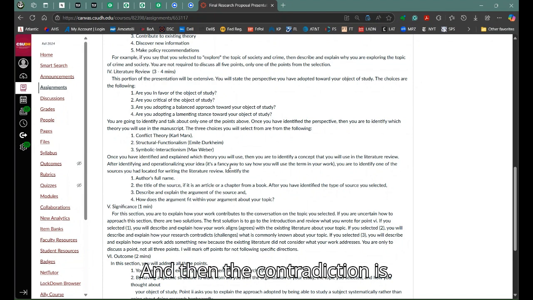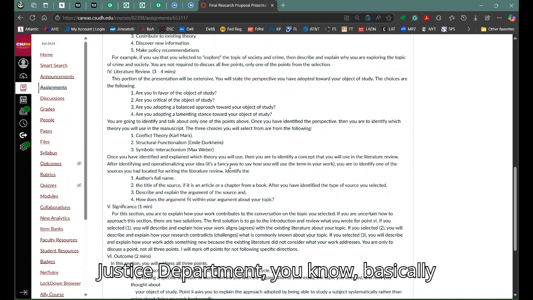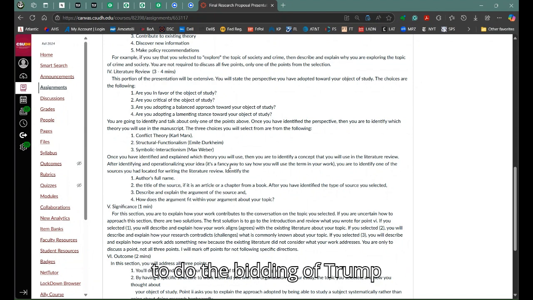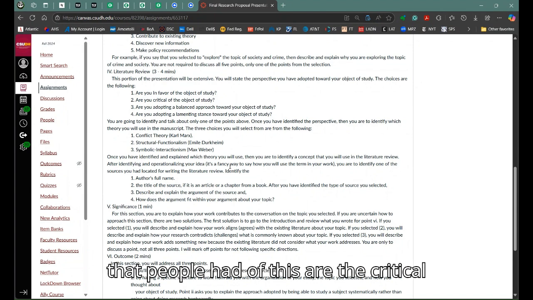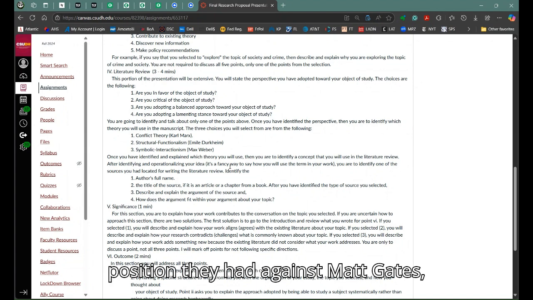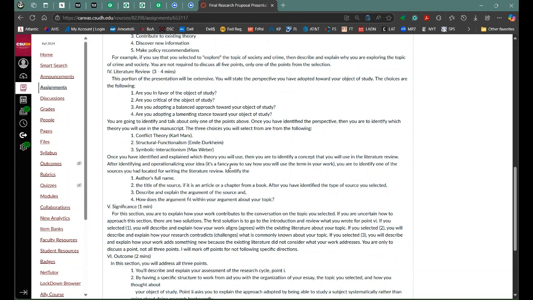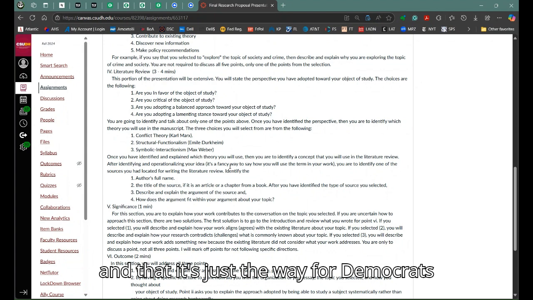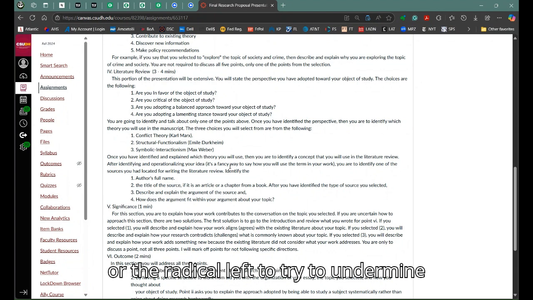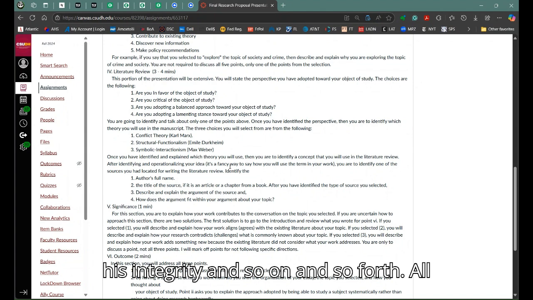And then the contradiction is that he was nominated to be the head of the Justice Department, basically to do the bidding of Trump. That was the general understanding that people had of this, or the critical position they had against Matt Gates. But Matt Gates himself would say that he never did it and that it's just a way for Democrats or the radical left to try to undermine his integrity and so on and so forth.